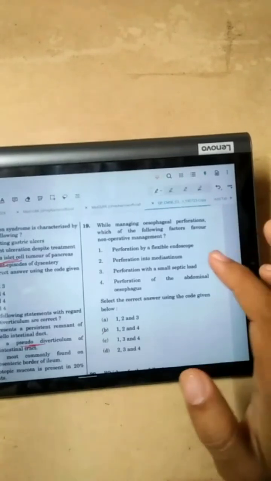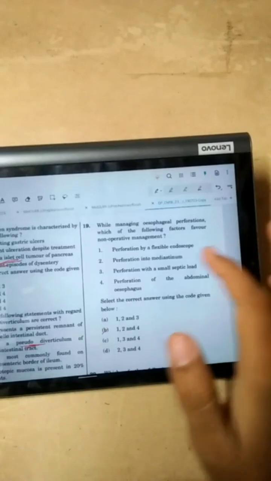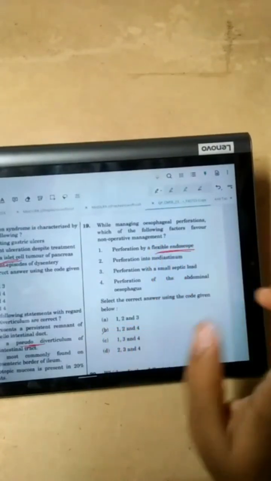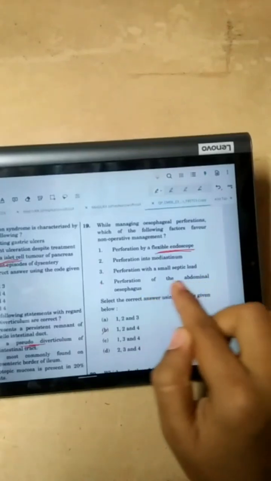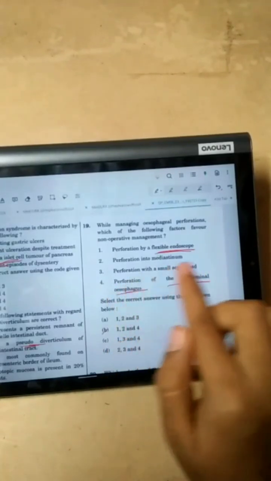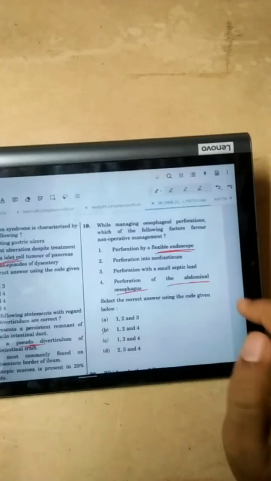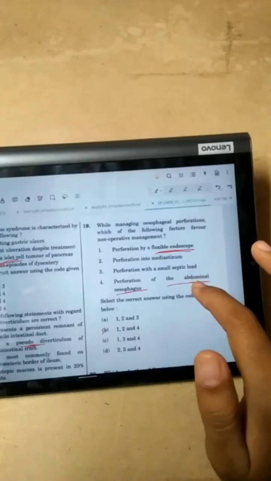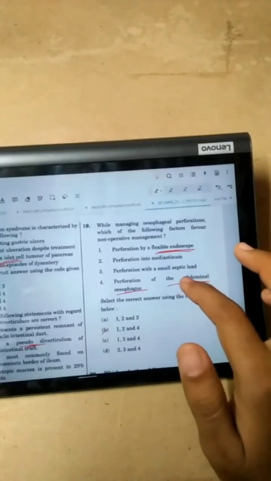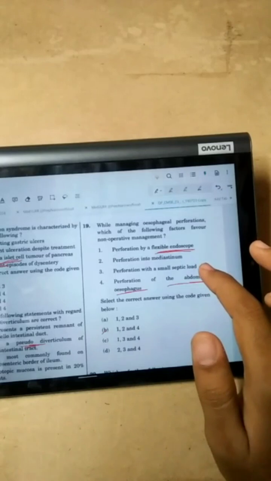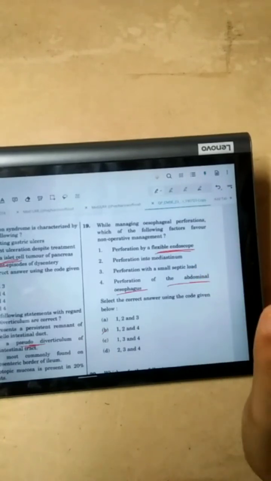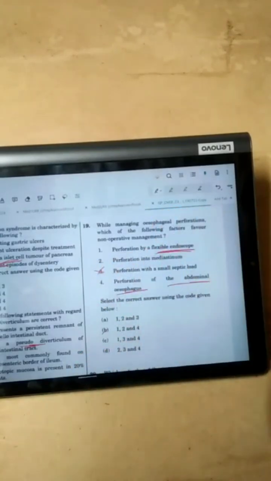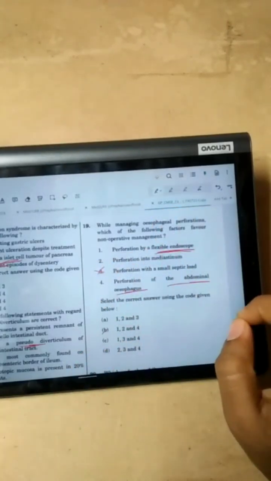See, here I know only two options are correct, so I'm guessing this question. Perforation by flexible endoscopy, this one is correct. And perforation in the abdominal esophagus, only 4 or 5 centimeters is in the abdominal part of esophagus. So these both are right. Is the septic load small or big? Sepsis is sepsis. By that I ruled out option 3. So I guess answer is B.